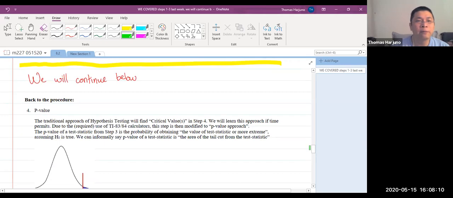In step 4, in the traditional approach we find the critical value from the significance level provided in the question. But because we use a calculator already, we will not use this method. We will not use the critical value method, not for us now. In the past, if you look at my old tests and my old solutions, I still used the critical value method, but I changed this since last year.